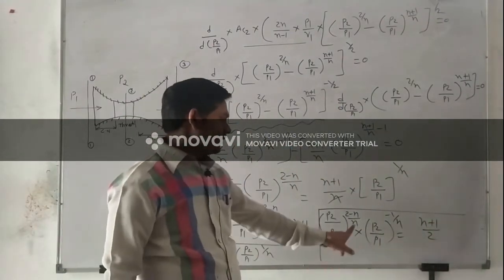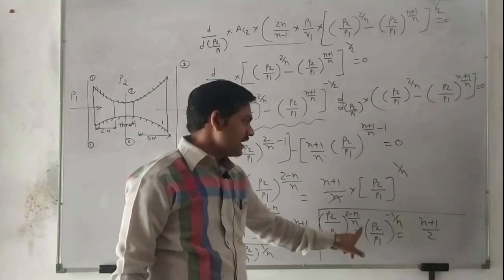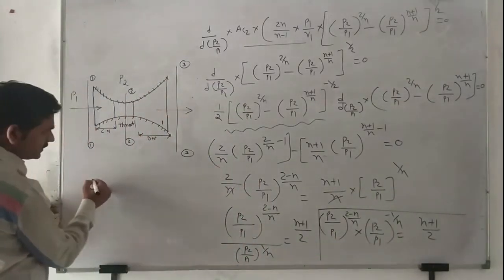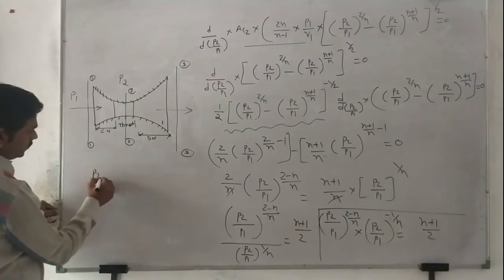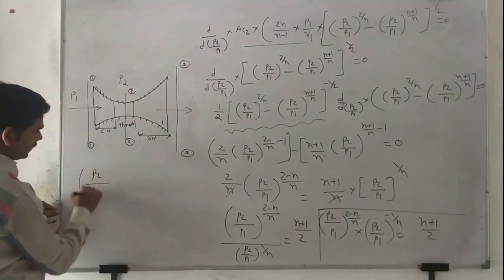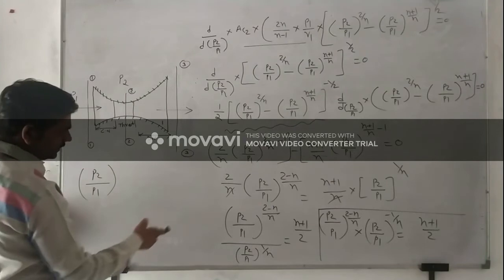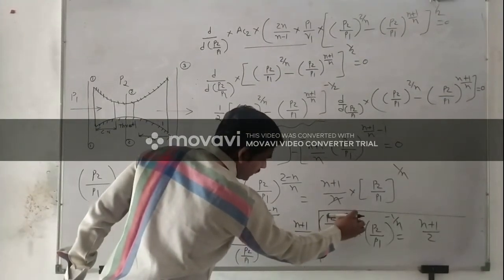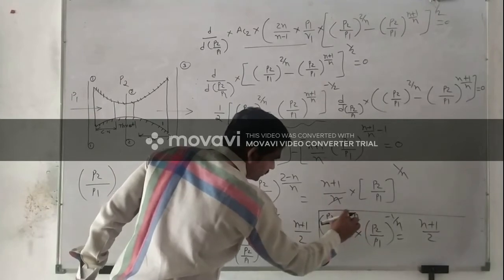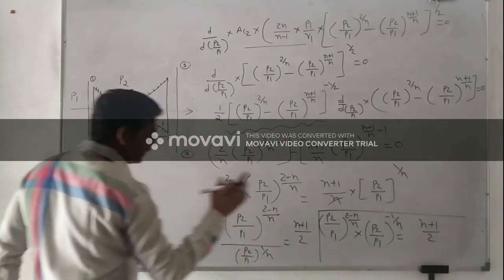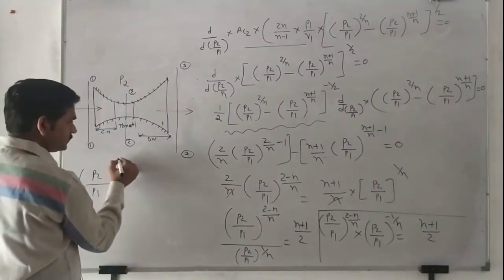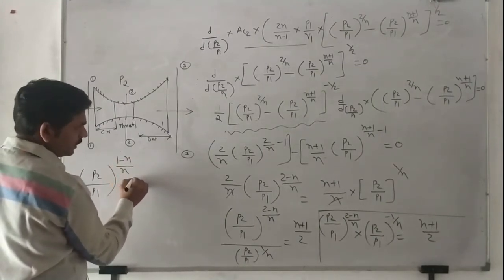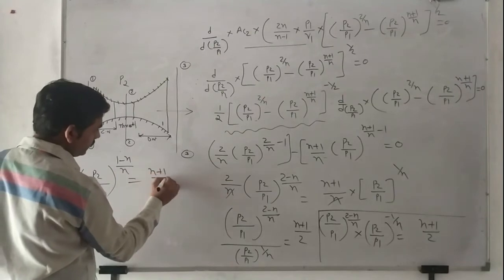So here once again, the bases are the same. The bases are the same, so the power is added. So what is remaining? P2 upon P1, what is the power? Tell me guys. 2. Yes. Twice minus n plus this one. So what is it? 1. 1 minus n upon n is equal to n plus 1 upon 2.